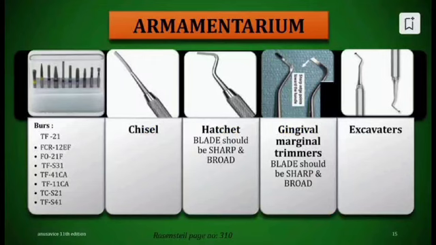So the armamentarium required for inlay preparation includes burrs, which include number 271 burr, 169 L burr, and number 8862 burr, and chisel and hatchet to remove any unsupported enamel, gingival marginal trimmers to smoothen the axiopulpal line angle, and excavators to remove soft dentin if present.